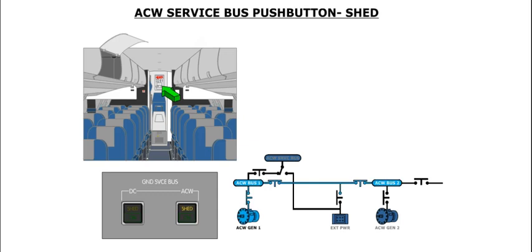The shed caption illuminates amber if the push button is released out and an AC wild power source is available, or in the event the AC wild service bus is shed due to an overload condition.